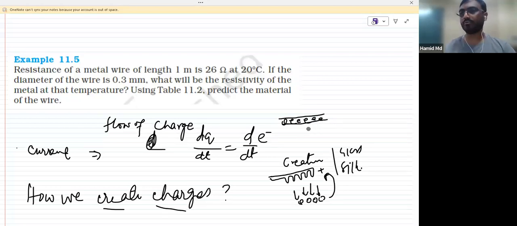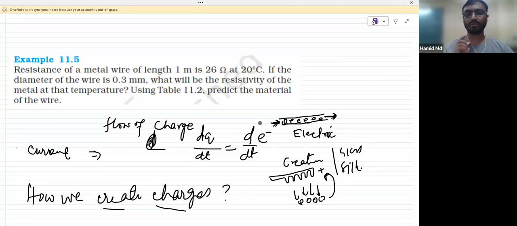Charges won't flow on their own. We have to provide some force to them, either pushing or pulling. This push or pull is electric potential. To bring a charge from one reference point to another, we have to do some work against the electric field. So this push and pull is the potential difference, right?